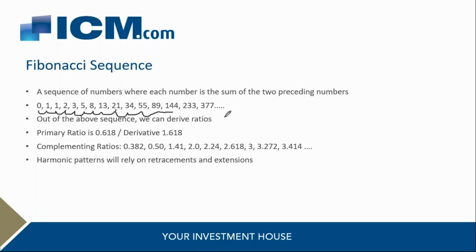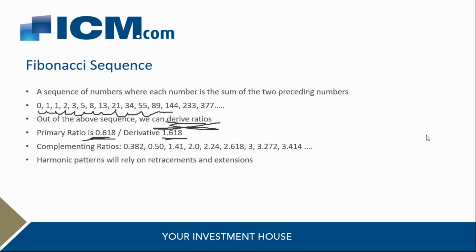Out of the above sequence, we can derive certain ratios, the ones that we know as Fibonacci levels, retracement or extension. The primary ratio for the sequence is 0.618, and its derivative is 1.618.